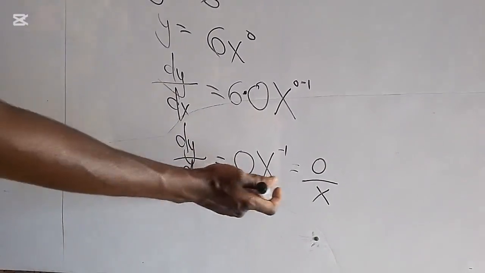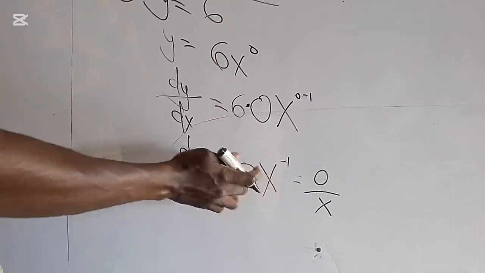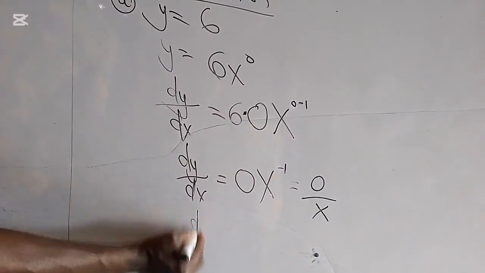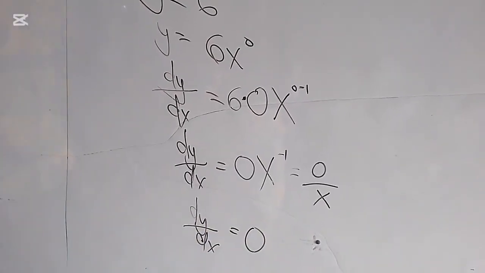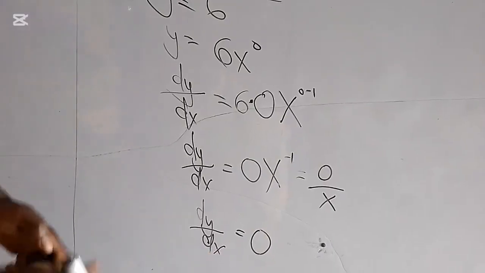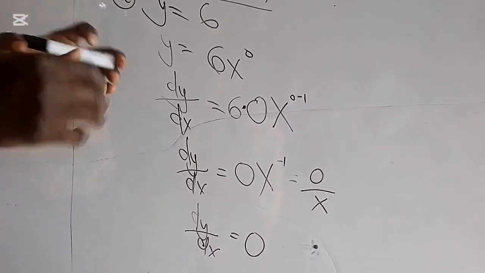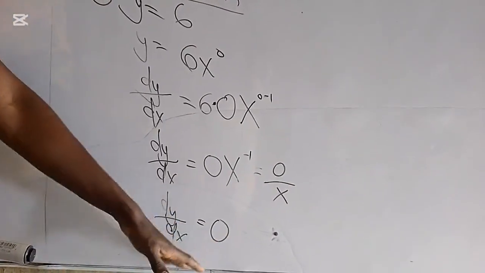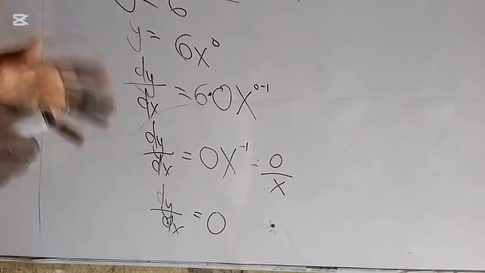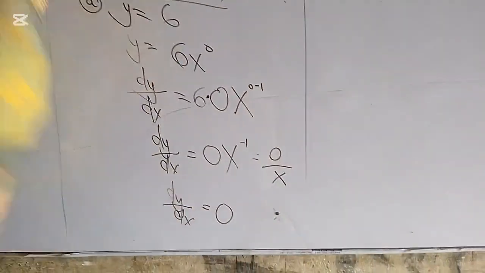So 0 multiplying any variable gives us 0. So that tells us that when you are differentiating a constant, the final answer is 0. This one should be at the back of your mind. Anytime you are being asked to differentiate a constant, you know that it is 0. So you don't even need to write it out. It is 0. Are we getting the point? I believe you've gotten it.